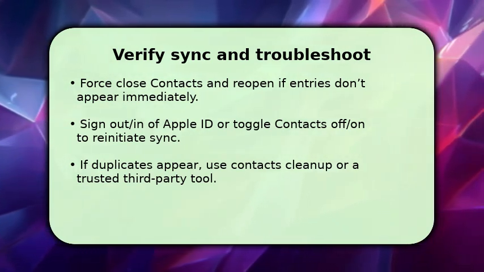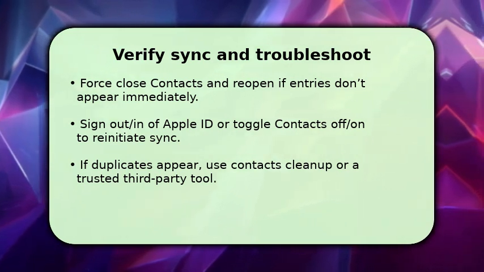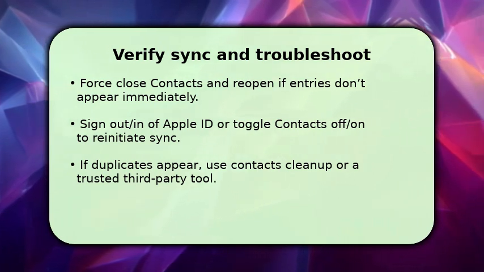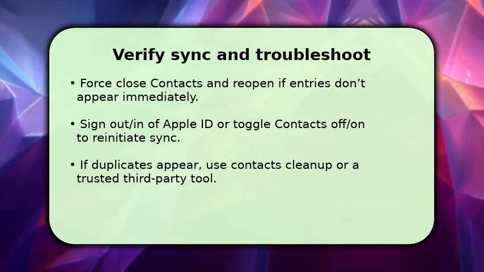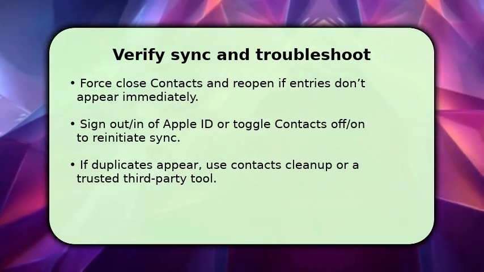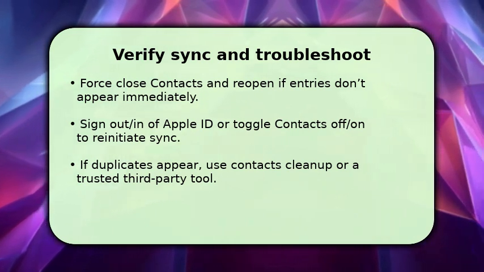If items still don't appear, toggle contacts off in iCloud, choose Keep on my iPhone, then toggle back on and merge to force a fresh sync. If that fails, sign out of your Apple ID and sign back in as a last resort. This reestablishes iCloud connections. If you see duplicates, use the built-in cleanup options or a trusted app to deduplicate safely.